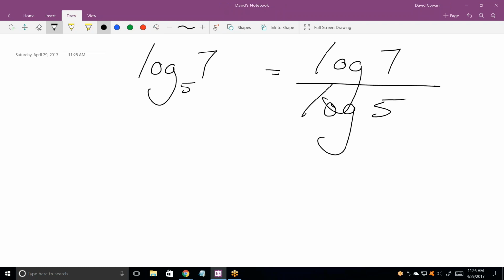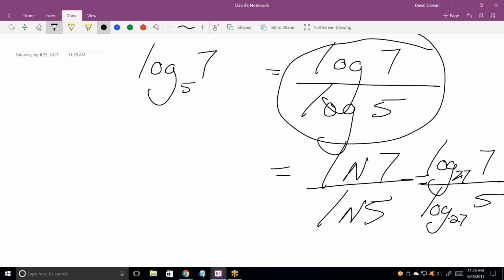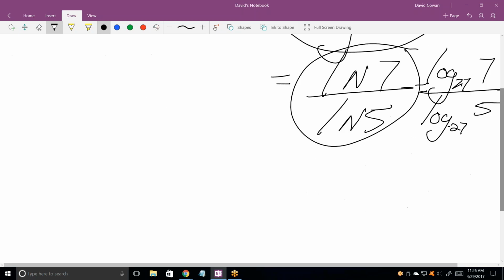So it does not matter what base. Believe it or not, these ratios are all the same. Also, it could be log base 27 of 7 divided by log base 27 of 5. In other words, the base is immaterial. These ratios, the common log of 7 divided by the common log of 5 equals that one. That's the way logs work.